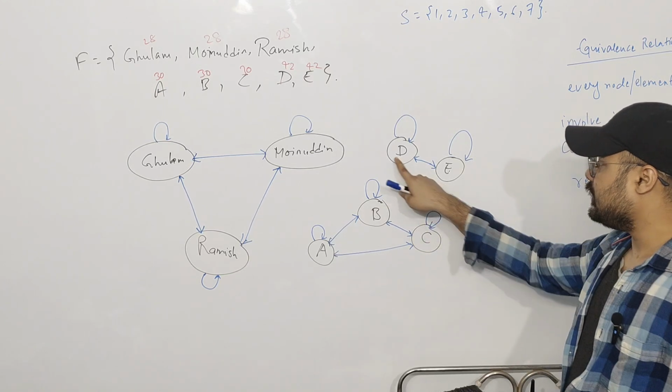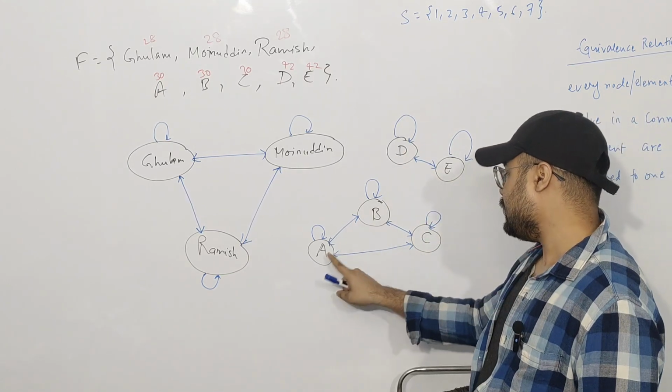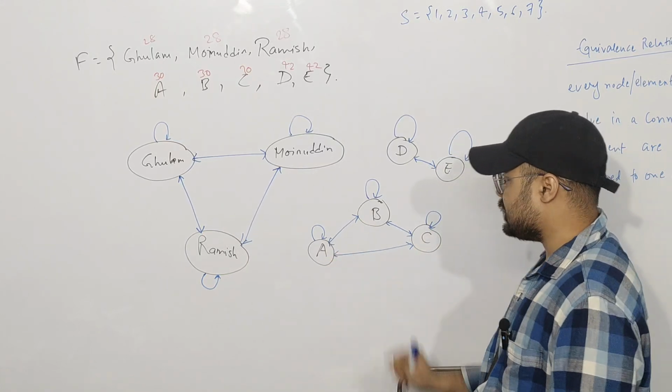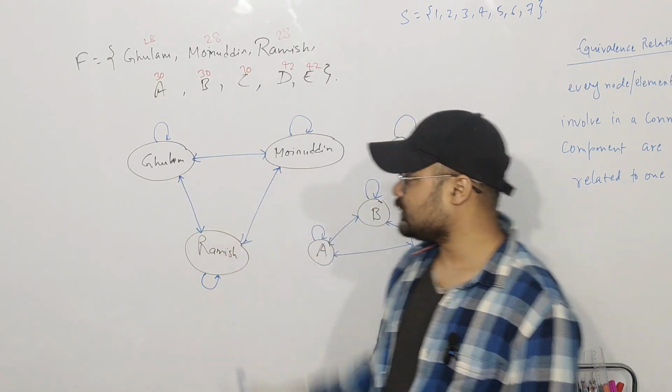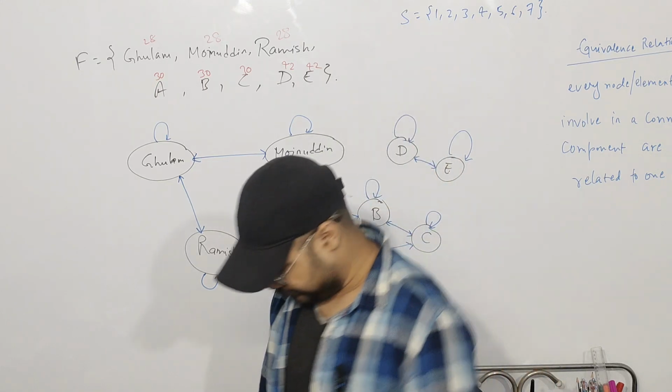For this connected component, D is related to E is related to D. B is related to A and C is related to B and A is related to B and C. Similarly, Gulam, Moinuddin, and Ramesh are related to each other because all of them are 28 years old.